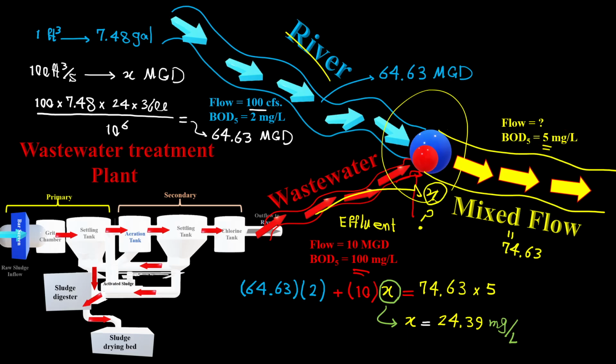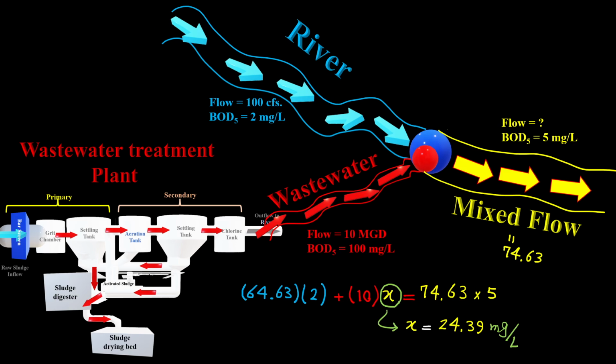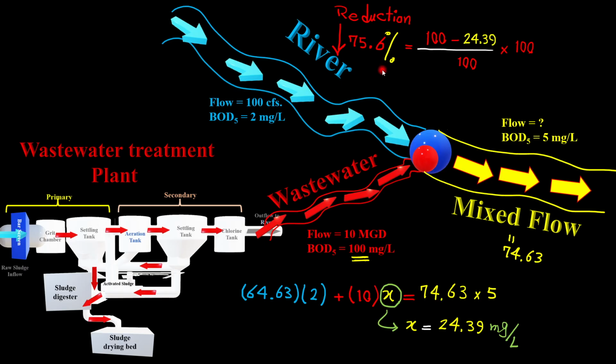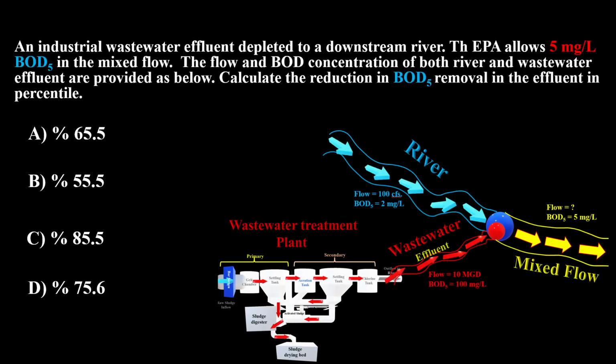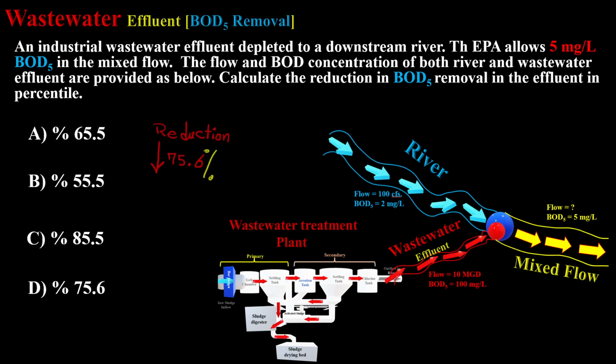So let's see how we can calculate that reduction. The initial BOD in the wastewater effluent was 100 and it reaches 24.39, so the reduction is (100 minus 24.39) over 100 times 100. It gives us the reduction of BOD5 in the wastewater effluent, which is 75.6%, and that gives us choice D.